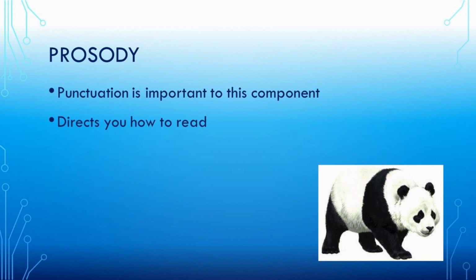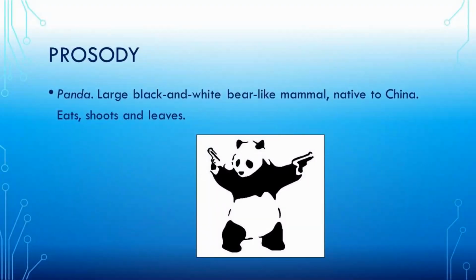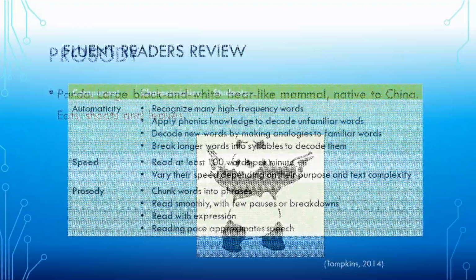"I'm a panda," he says at the door. "Look it up." The waiter turns to the relevant entry and sure enough finds an explanation. "Panda. Large black and white bear-like mammal, native to China, eats, shoots, and leaves." The degree to which this definition becomes muddied simply as a result of one incorrect comma is remarkable.